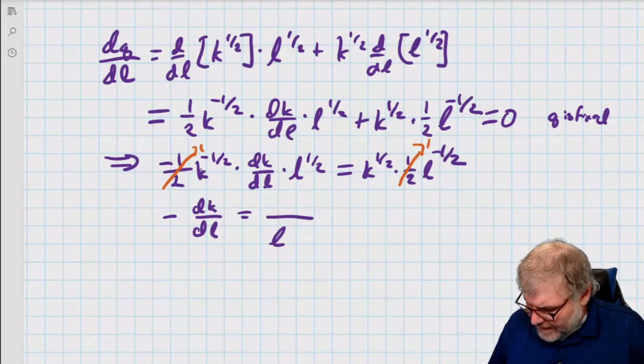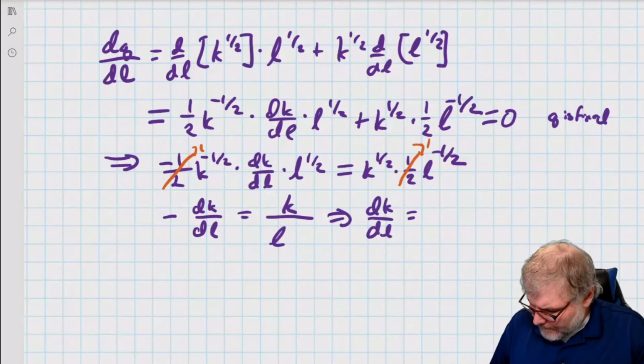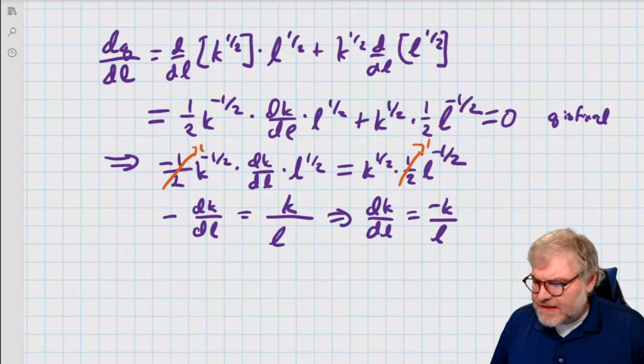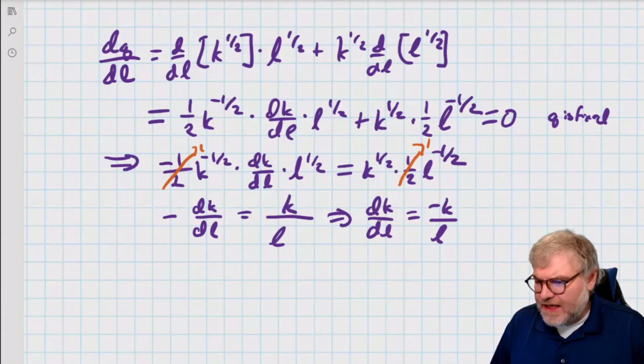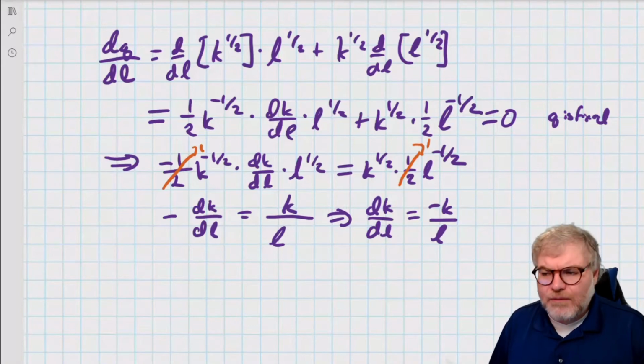And then this k to the -1/2, I'm just going to multiply over by the square root of k on both sides, and I'm going to wind up with that. So what this says is that when I'm optimized, the derivative of k with respect to L will equal -k over L. Well, how does that help me?